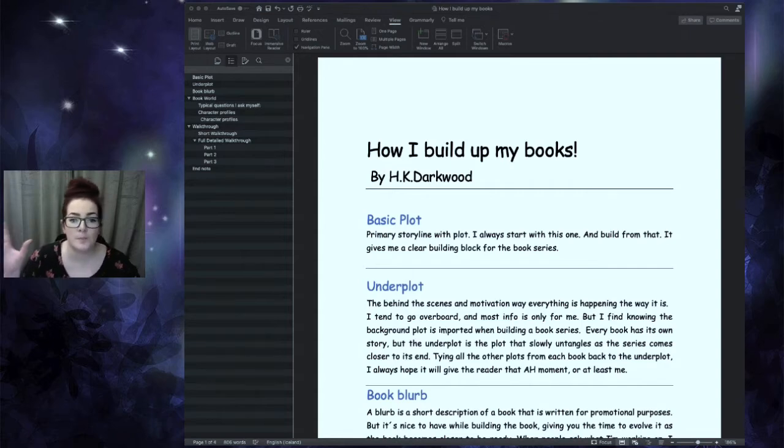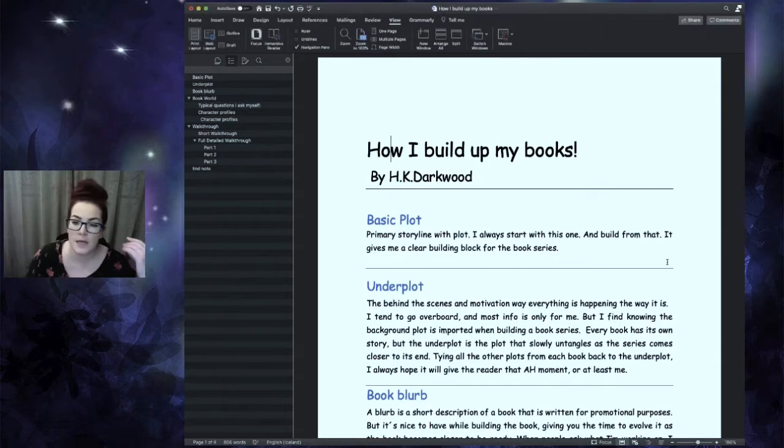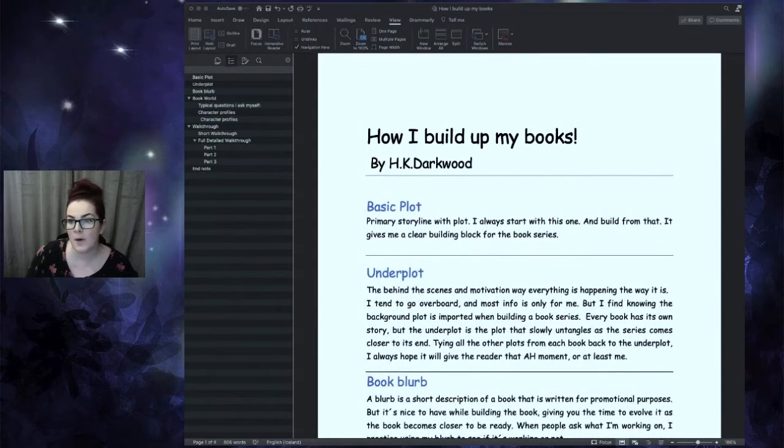So I always start with a basic plot idea. I note it down every time I start a new book. Here, I just write basic information down, basic block, primary storyline with plot. I always start with this one and build from that. It gives me a clear building block of the basic idea behind everything. The basic block, all the basic stuff.